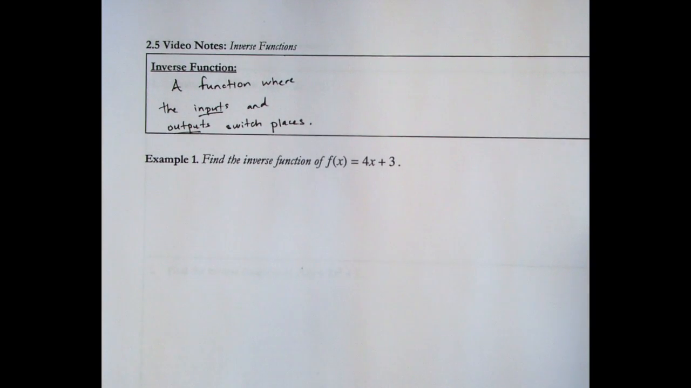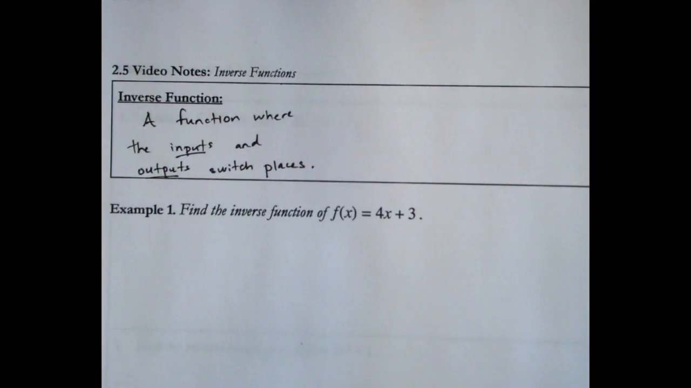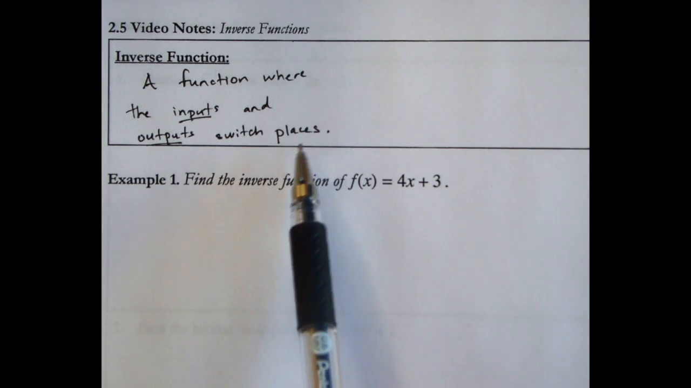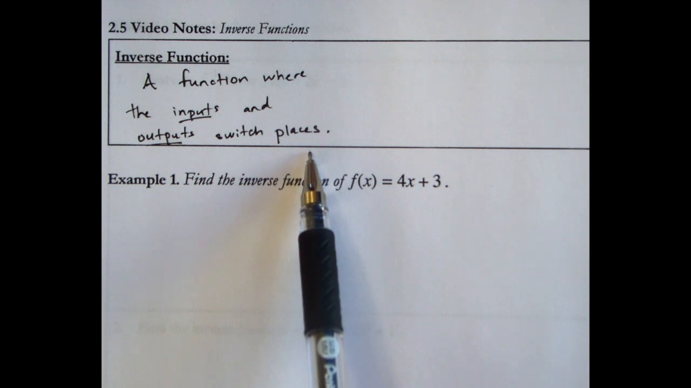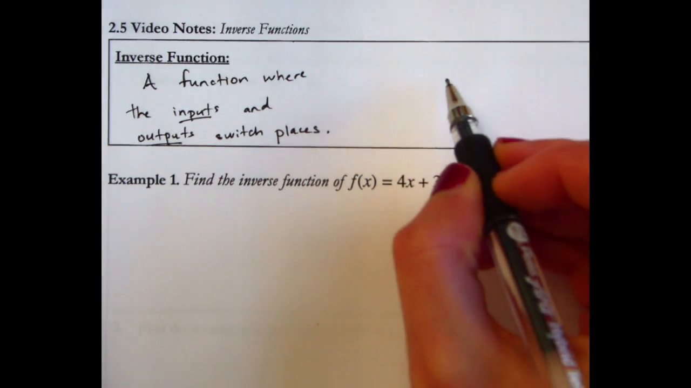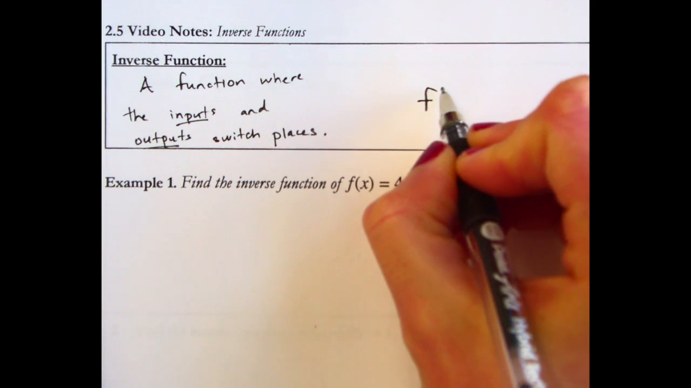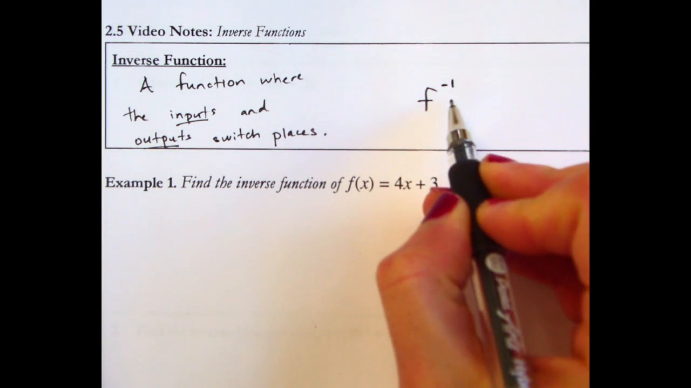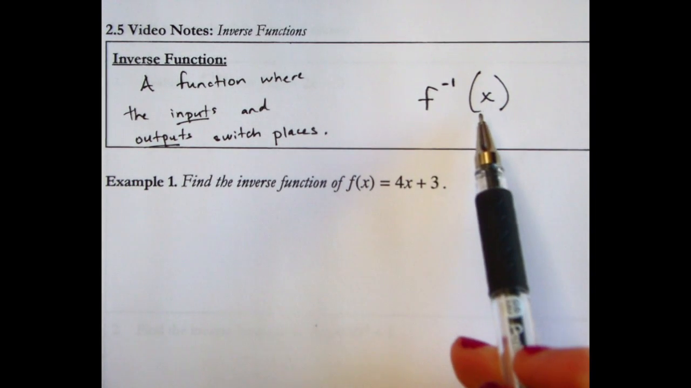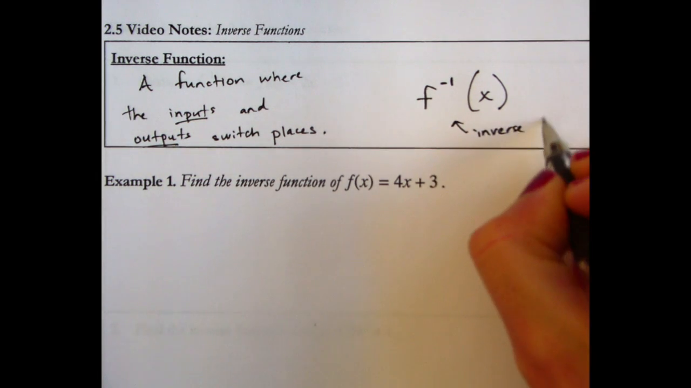Different but related. So on page 3 of your handout is where these notes will begin. And the definition of inverse function written here is a function where the inputs and the outputs switch places. Normally, an inverse function will be written with this type of notation. So you'll see f and then a little -1 x. And this is telling you that you're trying to find an inverse function.